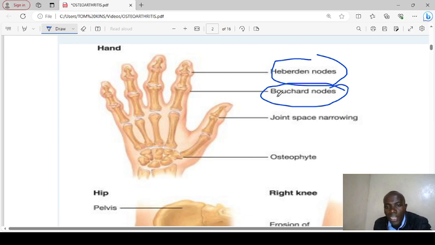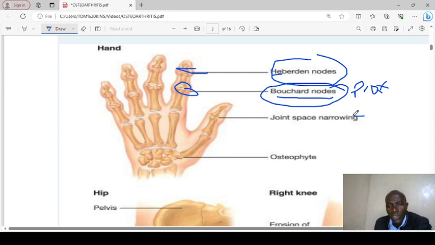How to know the difference between the two: Bouchard's nodes are proximal. Yeah, I've heard guys saying approximal instead of proximal. So Bouchard's nodes are proximal to the body. Yeah, so you can feel it here. Whereas Heberden's nodes are distal, they are away from the body. Okay, they are far away from the body. Okay, the Bouchard's nodes are proximal.